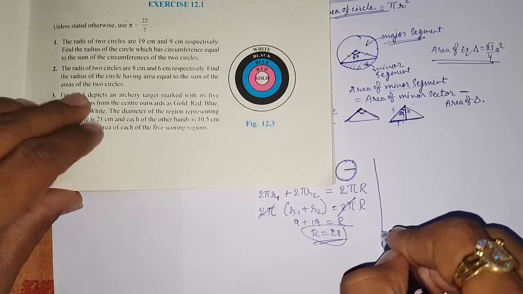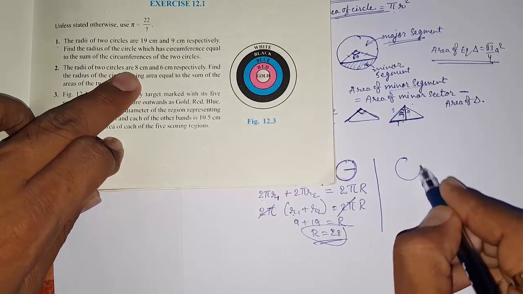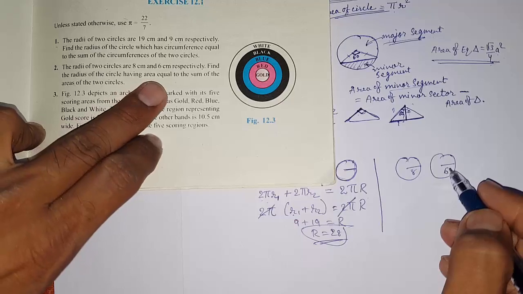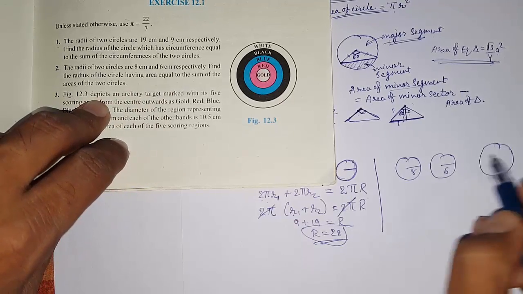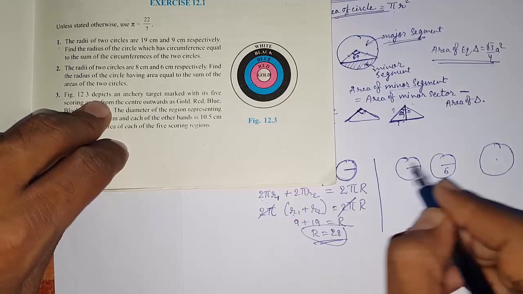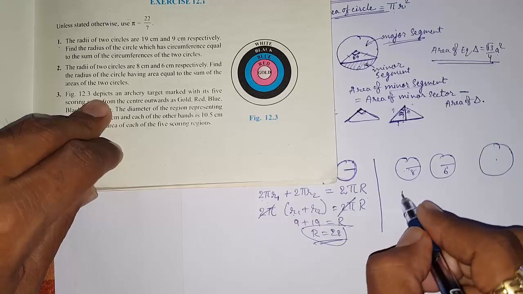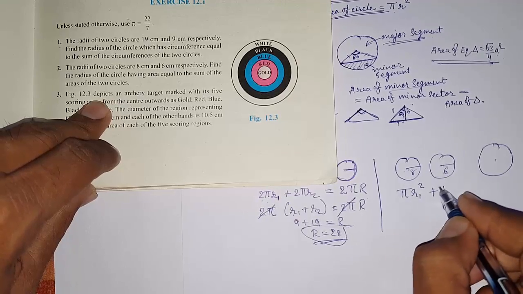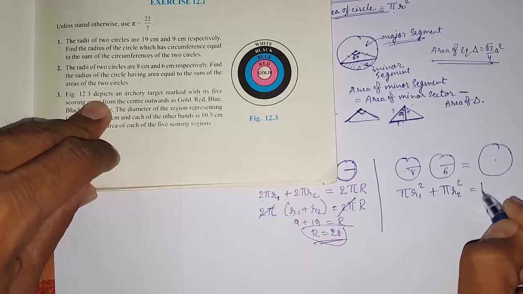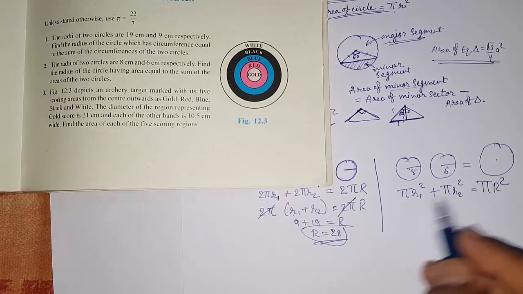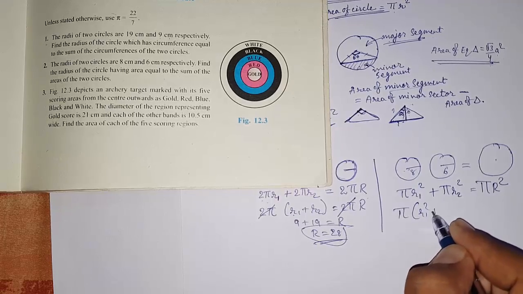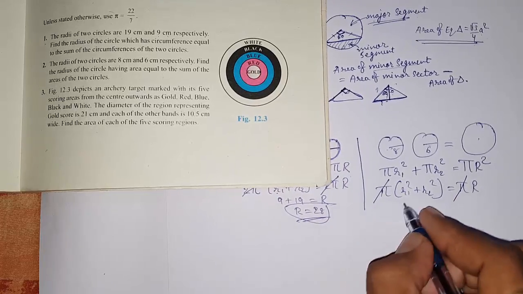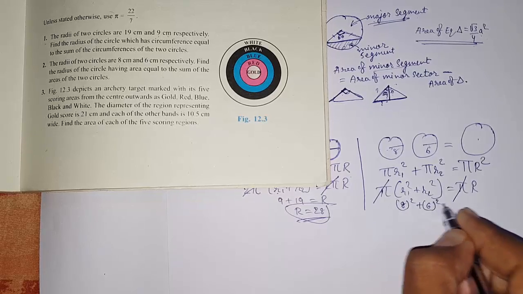Understand? Now let us start with the second sum. The radii of the two circles are 8 centimeter and 6 centimeter respectively. Find out the radius of the circle having area equal to the sum of the areas of these two. So again you can use the shortcut, but here a little change will be there. Pi r square, so pi r1 square for this area plus pi r2 square for this area equals pi capital R square for this. Now again you have to take out pi common. Now r1 square plus r2 square equals capital R square. Pi will get cancelled. Now directly 8 square plus 6 square equals R square.